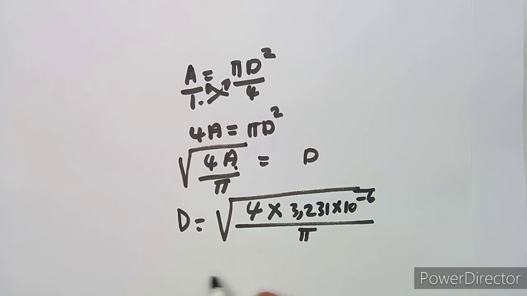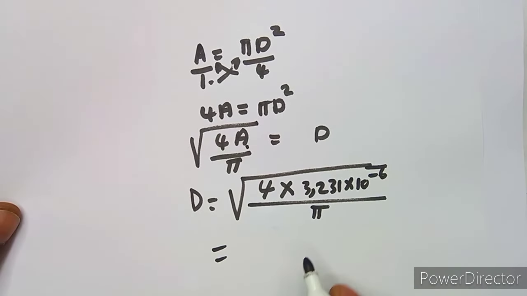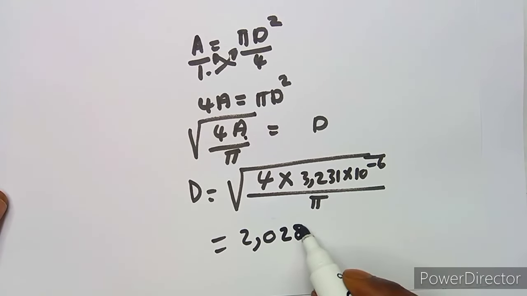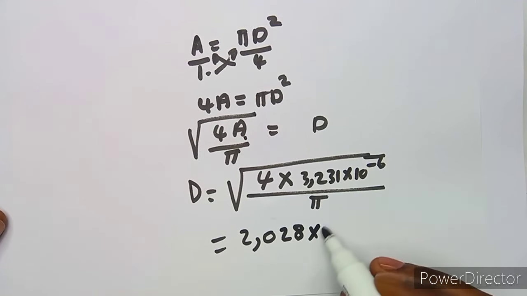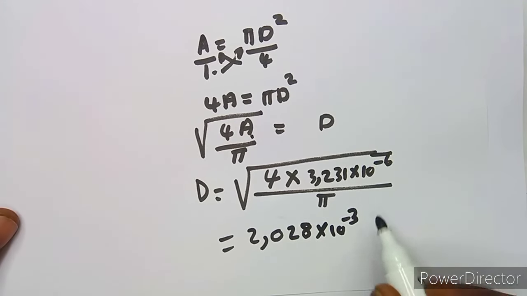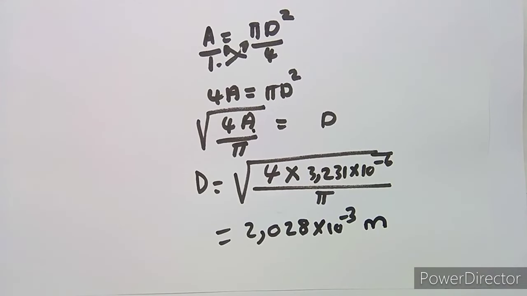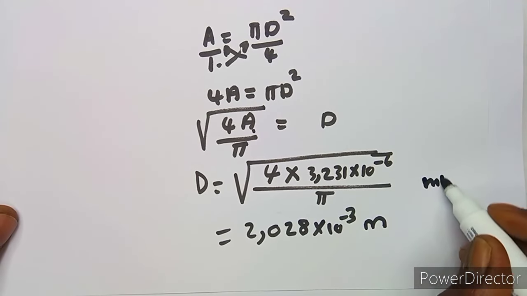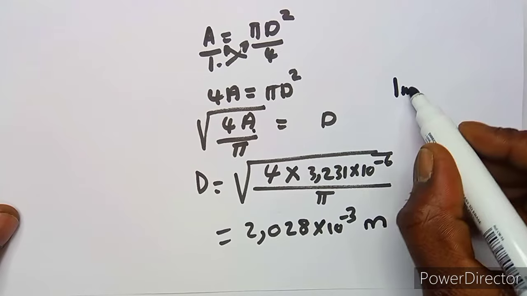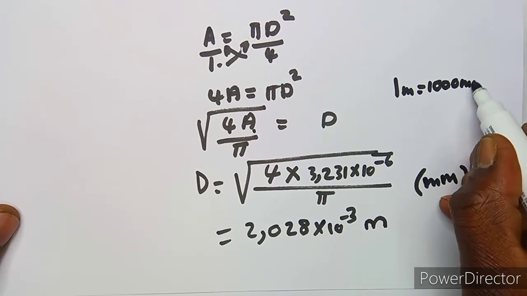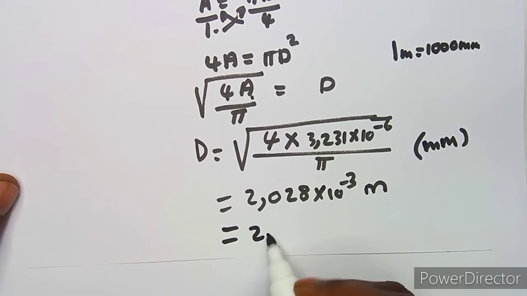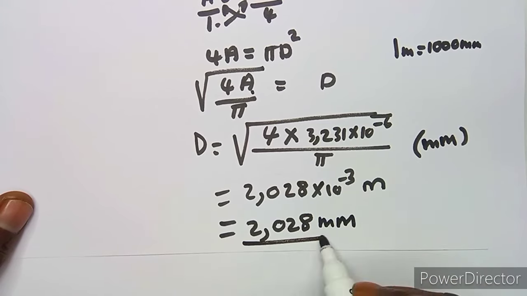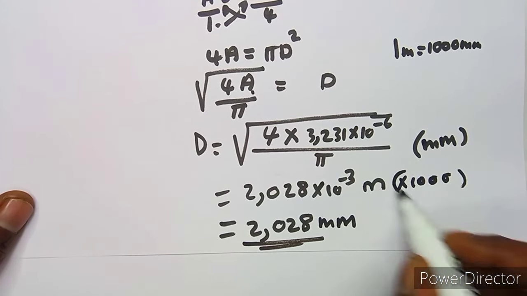So we shall have our answer first in meters, which gave me something like 2.028 times 10 to the exponent of -3 if you round off properly. This is in meters, because the area was in square meters, so definitely the diameter is in meters. But we are told to give this in millimeters, and in a meter we have 1000 millimeters. So simply multiply your answer by 1000. You're going to obtain 2.028 millimeters.